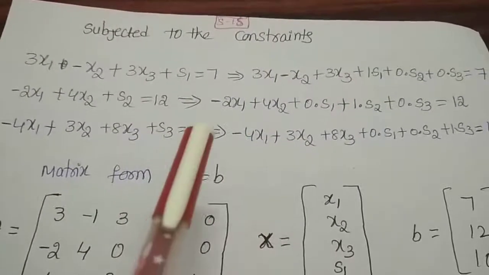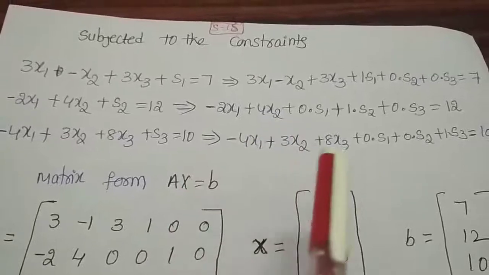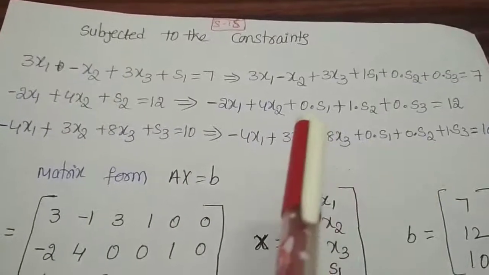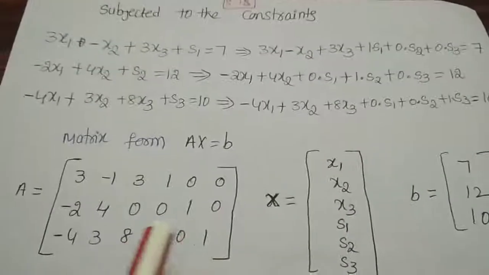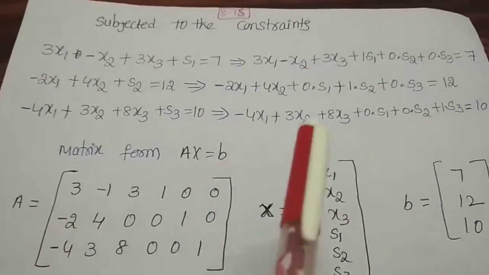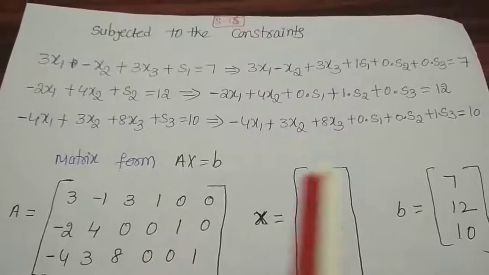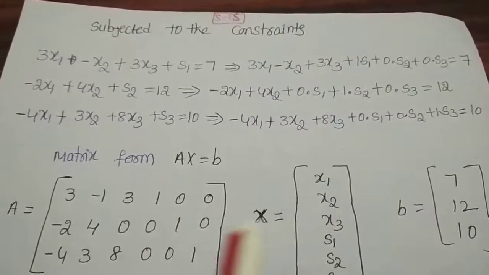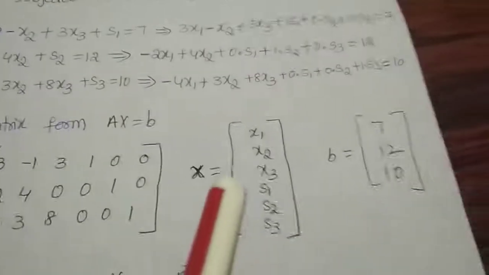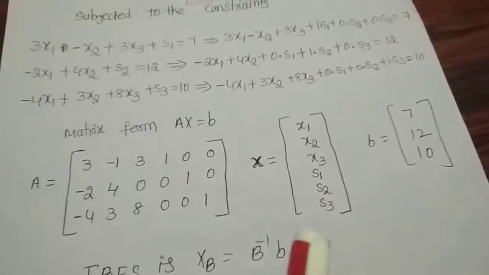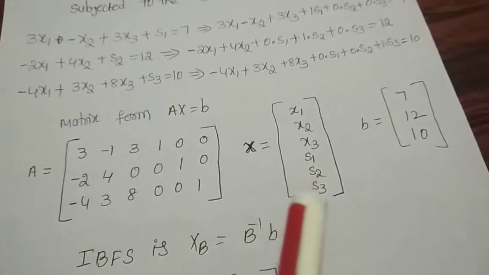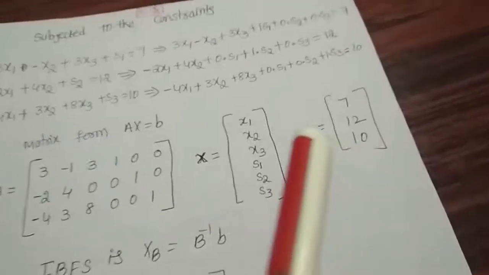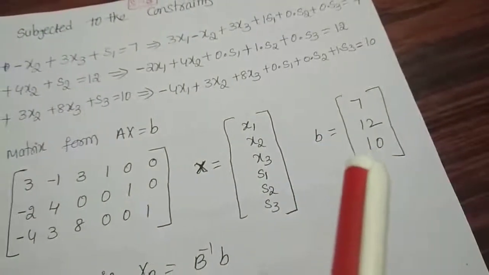Now the second one: minus 2, 4, 0, 0, 1, 0, since x3 is not here so that is 0. Now the third condition is minus 4, 3, 8, 0, 0, 1. Capital X equal to the variables x1, x2, x3, s1, s2, s3. B equal to the right hand side values 7, 12, 10.